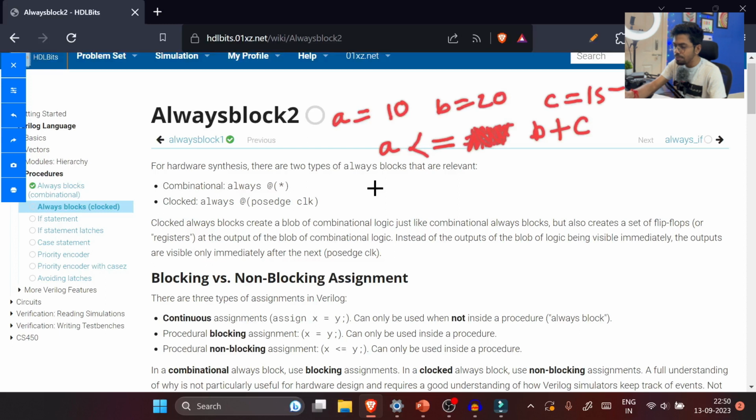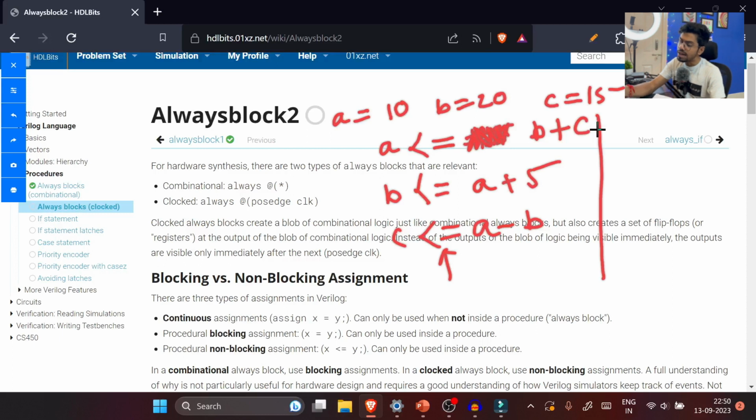So I'm writing B plus C. In the next line, I'm again writing A plus 5, and in my third line I am writing C equal to A minus B. You are sure, right? This is an equal to, because this is an assignment only, but it's a non-blocking assignment. Now what would be my answer? You have 20 seconds. Tell me what the answer would be. If you can tell me, wonderful, you actually know how non-blocking and blocking assignments work, because this is an example of non-blocking assignment.